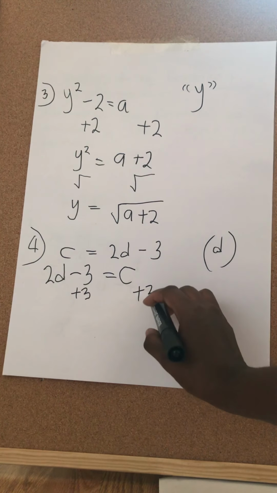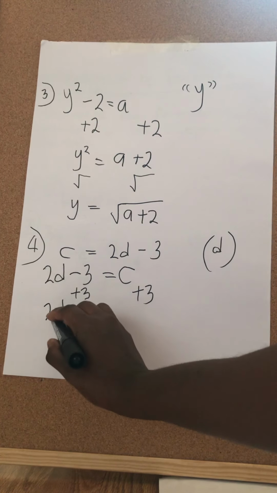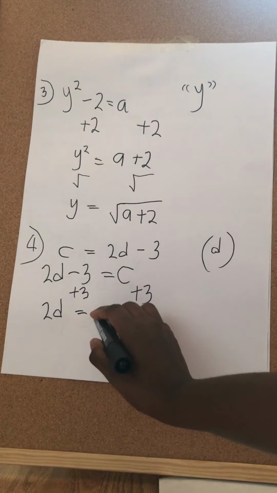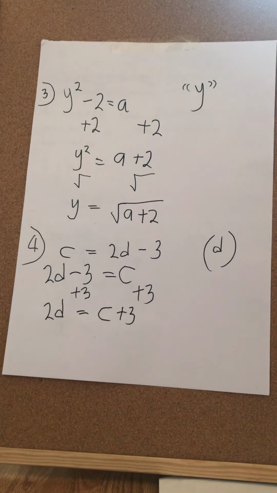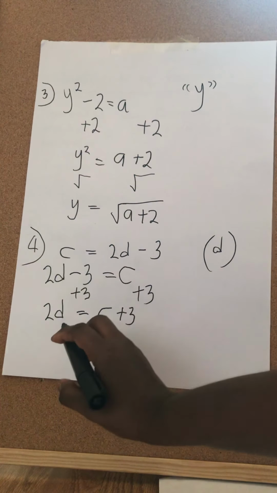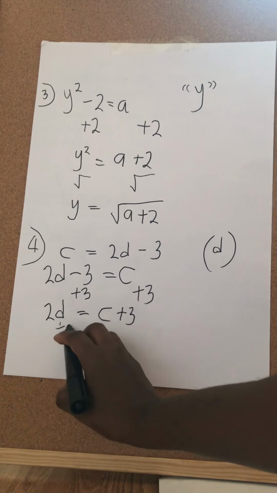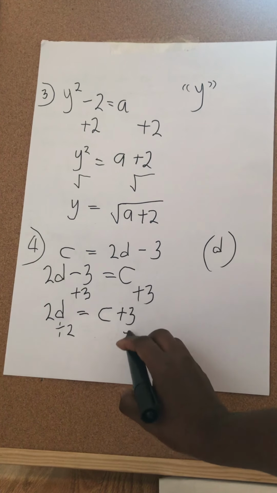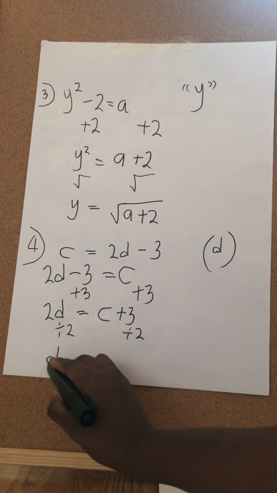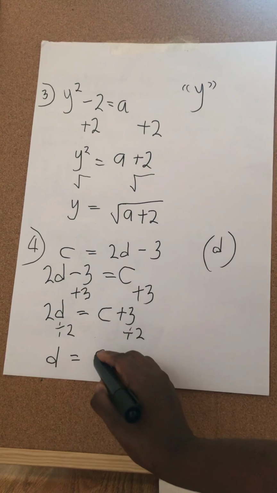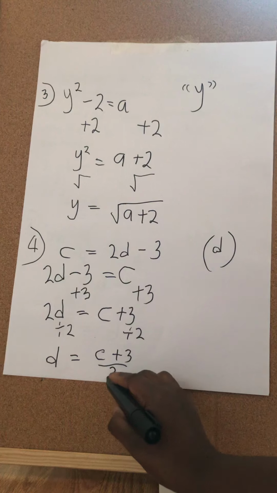Plus 3. So I have 2d is equal to c plus 3. I need to get rid of the 2 by making sure I divide by 2. Divide by 2. So my d is equal to c plus 3 divided by 2.